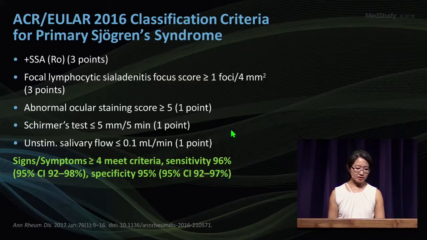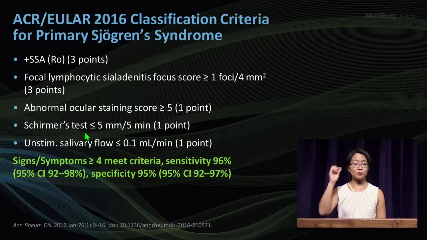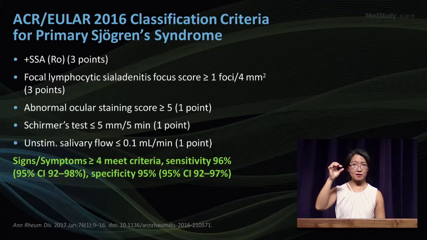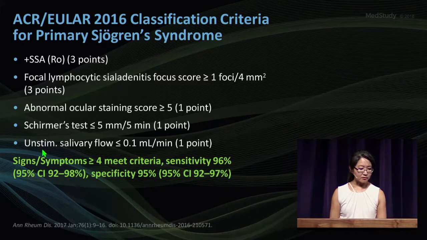So the American College of Rheumatology and EULAR 2016 classification criteria for Sjogren's: basically you can classify a patient as having Sjogren's if they have 4 or more criteria. So the antibodies of Sjogren's, Ro or La. If you do a minor salivary gland biopsy, they can have a focal lymphocytic sialadenitis with a focus score of greater than 1, abnormal ocular staining score, Schirmer's test. This is where they put litmus paper right under the eyelid and see how far the tears will travel on the litmus paper, or unstimulated salivary flow of less than 0.1 milliliters per minute.